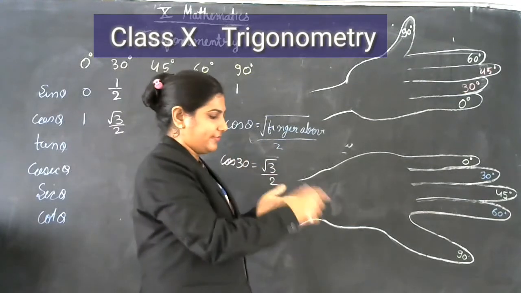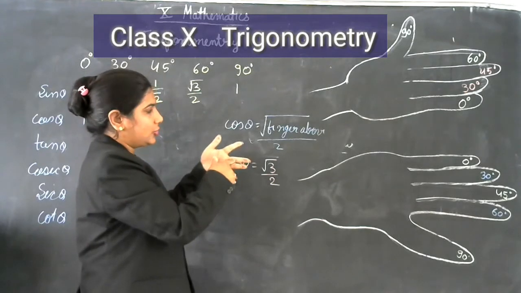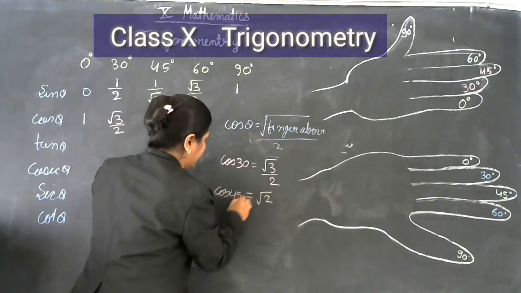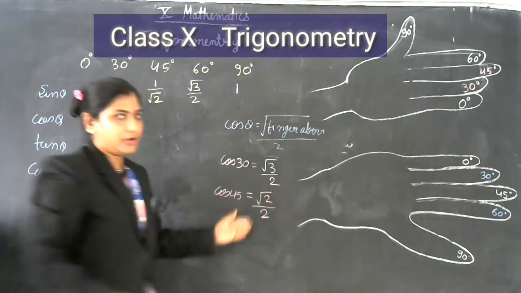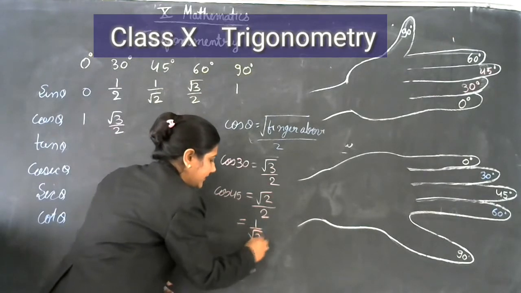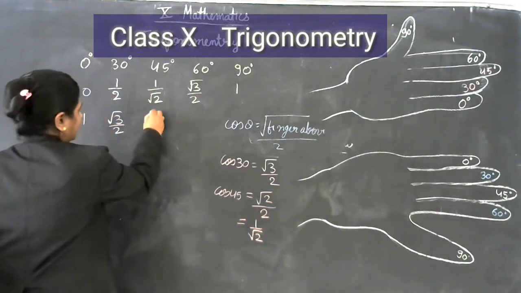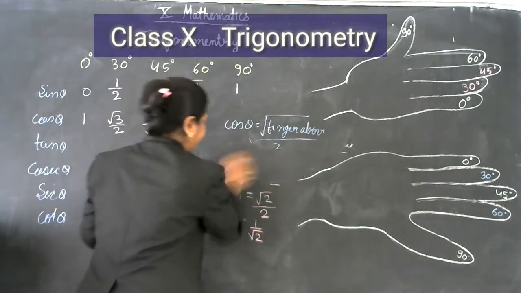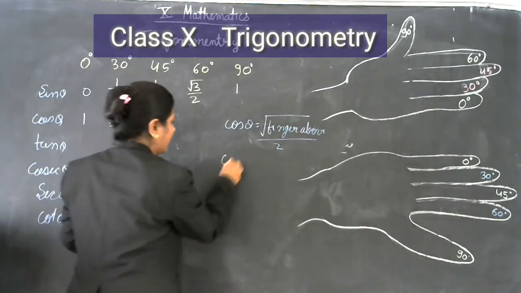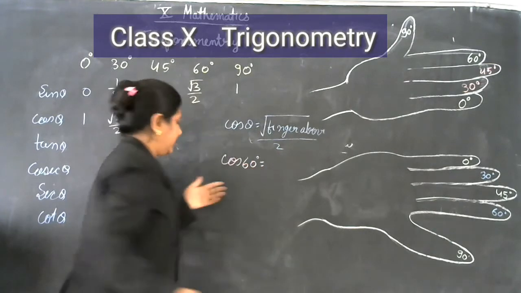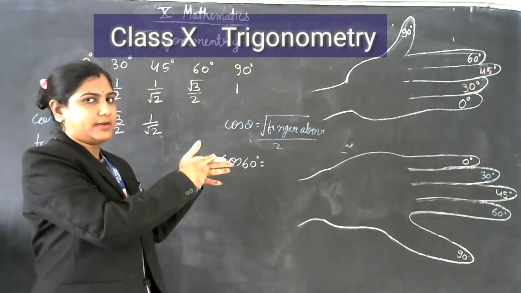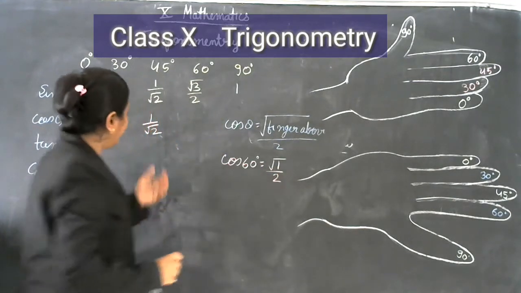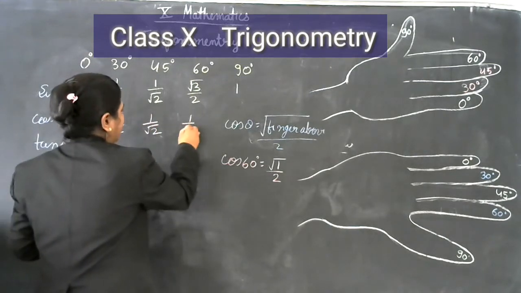For cos 45, 45 is on the middle finger. So fingers above is 2. So root 2 for cos 45, root 2 upon 2. And root 2 upon 2 is 1 by root 2, which I explained to you for sine. 1 by root 2. Now for cos 60 degree. 60 is on the index finger. So how many fingers above this? Only 1. So root of 1 upon 2, and root 1 upon 2 equals 1 upon 2.